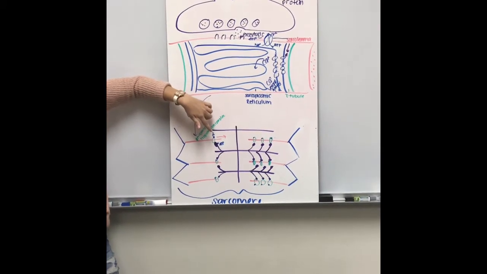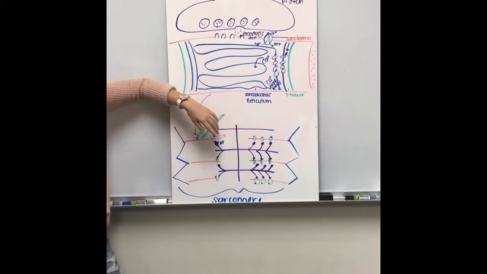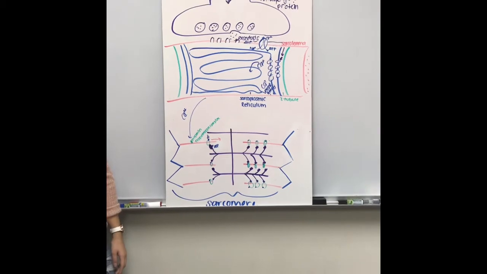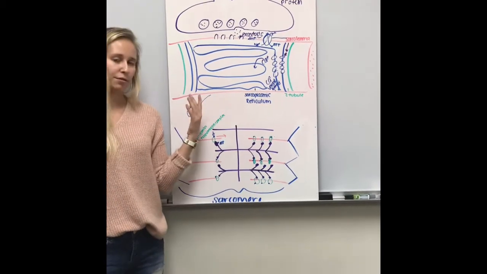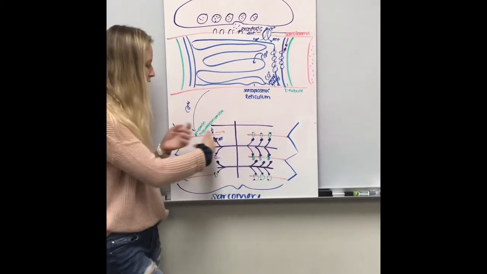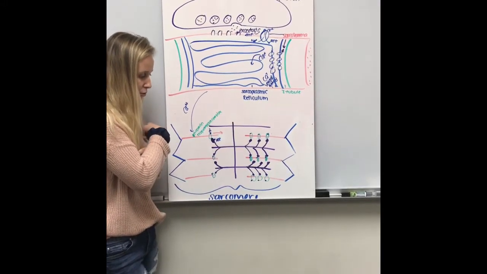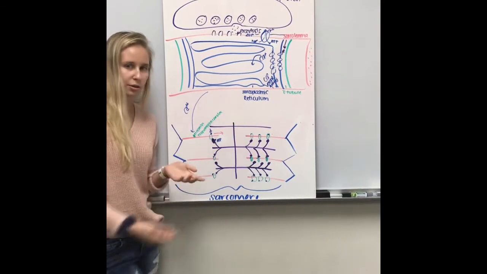Then the myosin head binds to the actin active site, and then there's a power stroke, which then moves the actin fibers in towards the midline, where the myosin fibers stay put, and then the sarcomere shortens, and then the muscle shortens altogether.